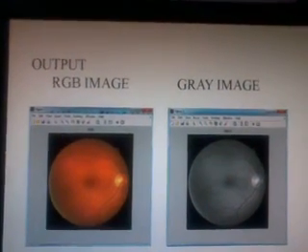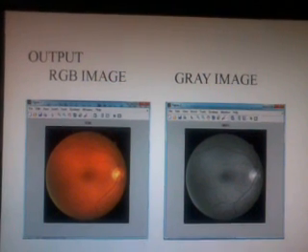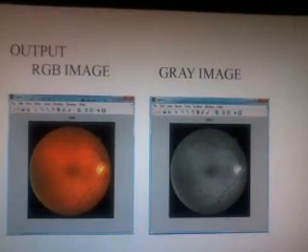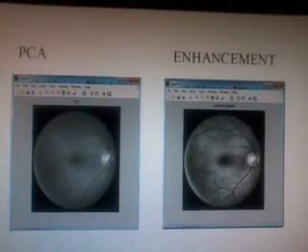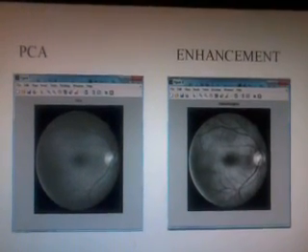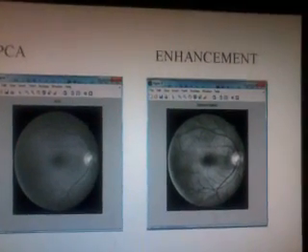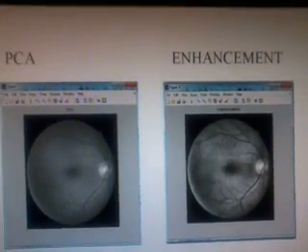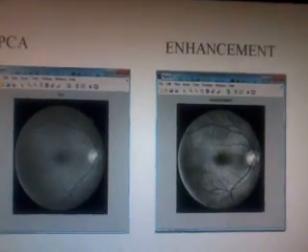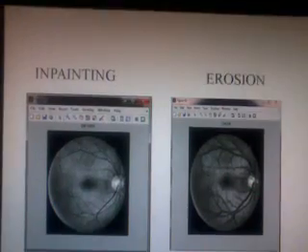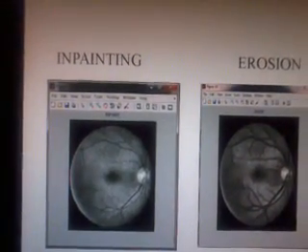So this is the output which we have obtained. The first image is the input image, that is the RGB fundus image. Then we are converting it into a grayscale image. Then on performing the PCA, the dimensionality of the image is reduced and that is the output of the PCA. And for the enhancement, we are making use of the adaptive histogram equalization method to increase the contrast of the image. After performing the enhancement, we are performing the in-painting technique.